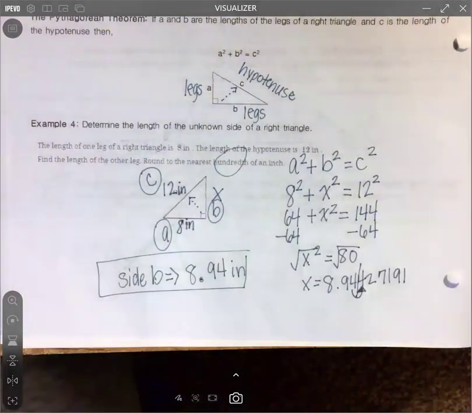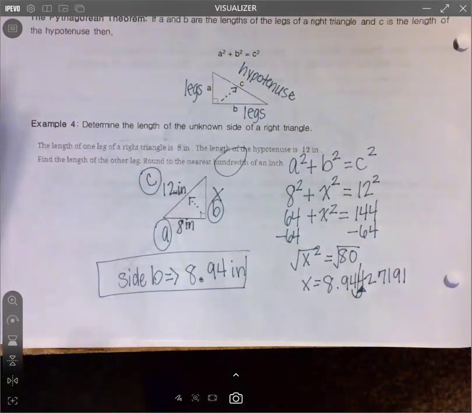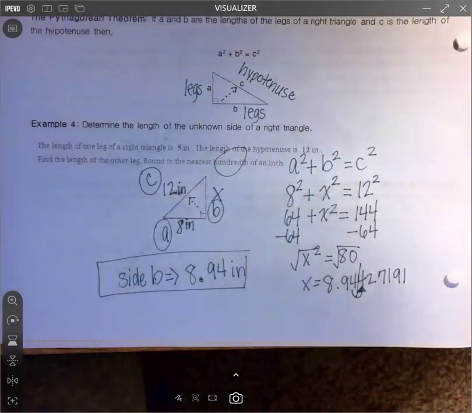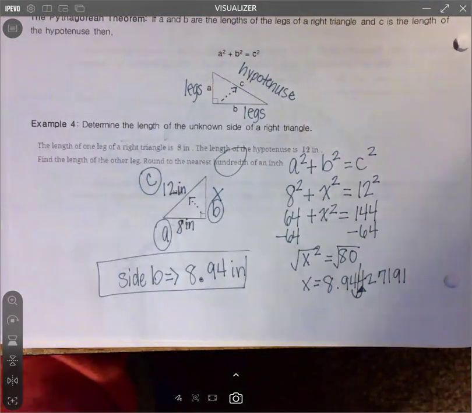Again, make sure as you're plugging in numbers that C always is the hypotenuse. In some cases, you may be asked to find C. In other cases, you may be asked to find A or B. The process is the same.